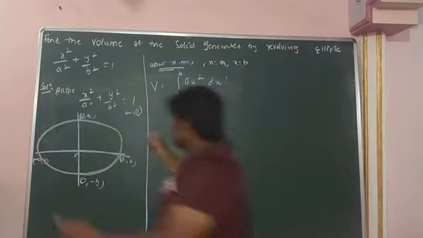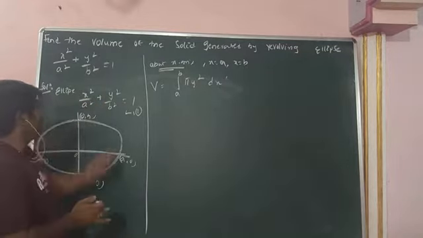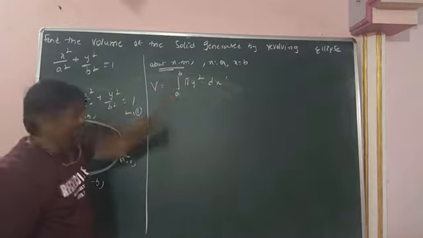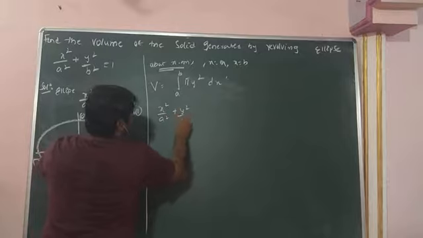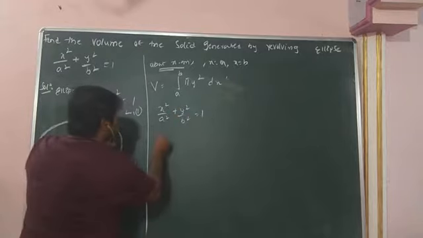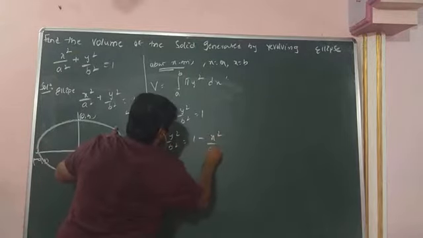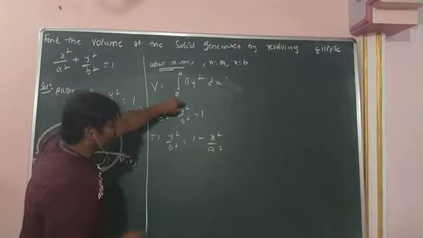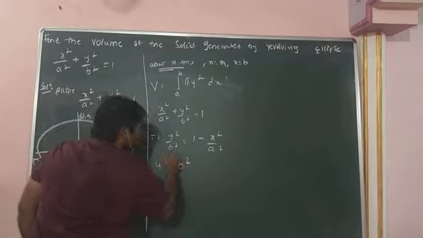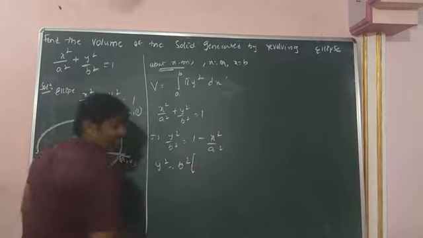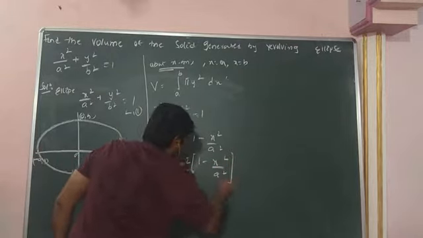So therefore, from equation 1 we need to get y square. That is x square by a square plus y square by b square is equal to 1. So y square by b square equals 1 minus x square by a square. We need to get y square only, so b square is multiplied on the other side. We get 1 minus x square by a square.